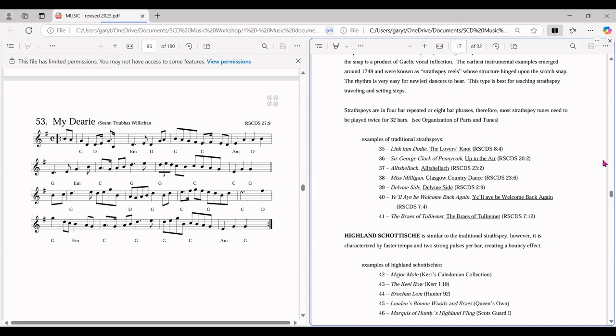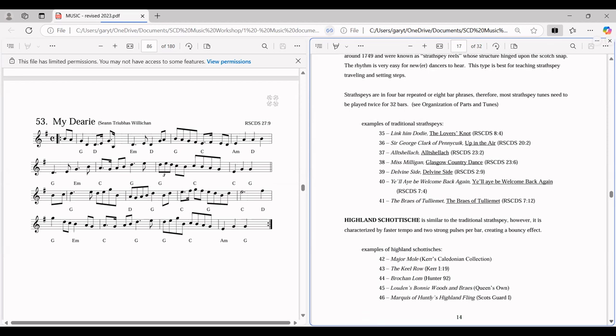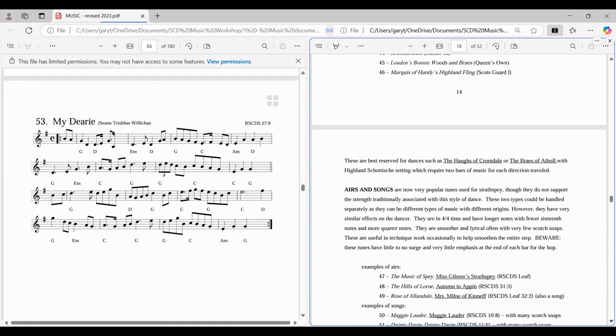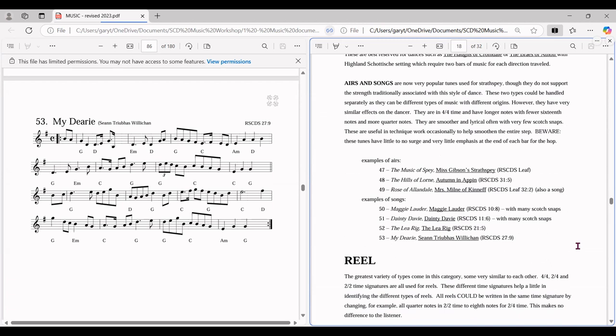So music supports different things. Then you change to Highland Schottisches, and that would make for pretty bouncy steps because you have 4 strong beats per bar as opposed to the strong, weak, medium, weak. Airs and songs have a tendency to all be medium, medium, medium, medium. There's not that kind of push. So it has a relaxing effect, if you will. So there we are at the end of the Strathspey section.